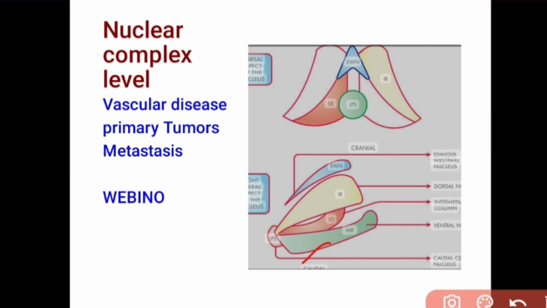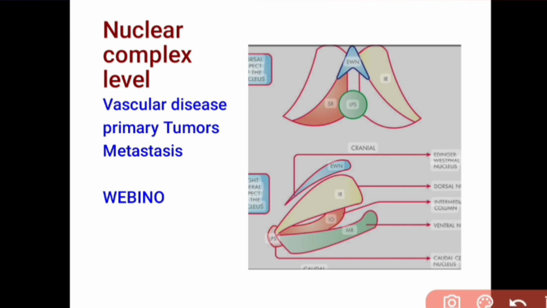Suppose the nucleus which is supplying the inferior rectus, that is the dorsal nucleus, is affected, then only the inferior rectus muscle is affected. If the nucleus which is supplying the medial rectus, that is the ventral nucleus, is affected, then only the medial rectus is affected. So that is the scenario where the individual subnuclei is affected. If the whole of the third cranial nerve nucleus is affected, then it is usually bilateral in presentation.